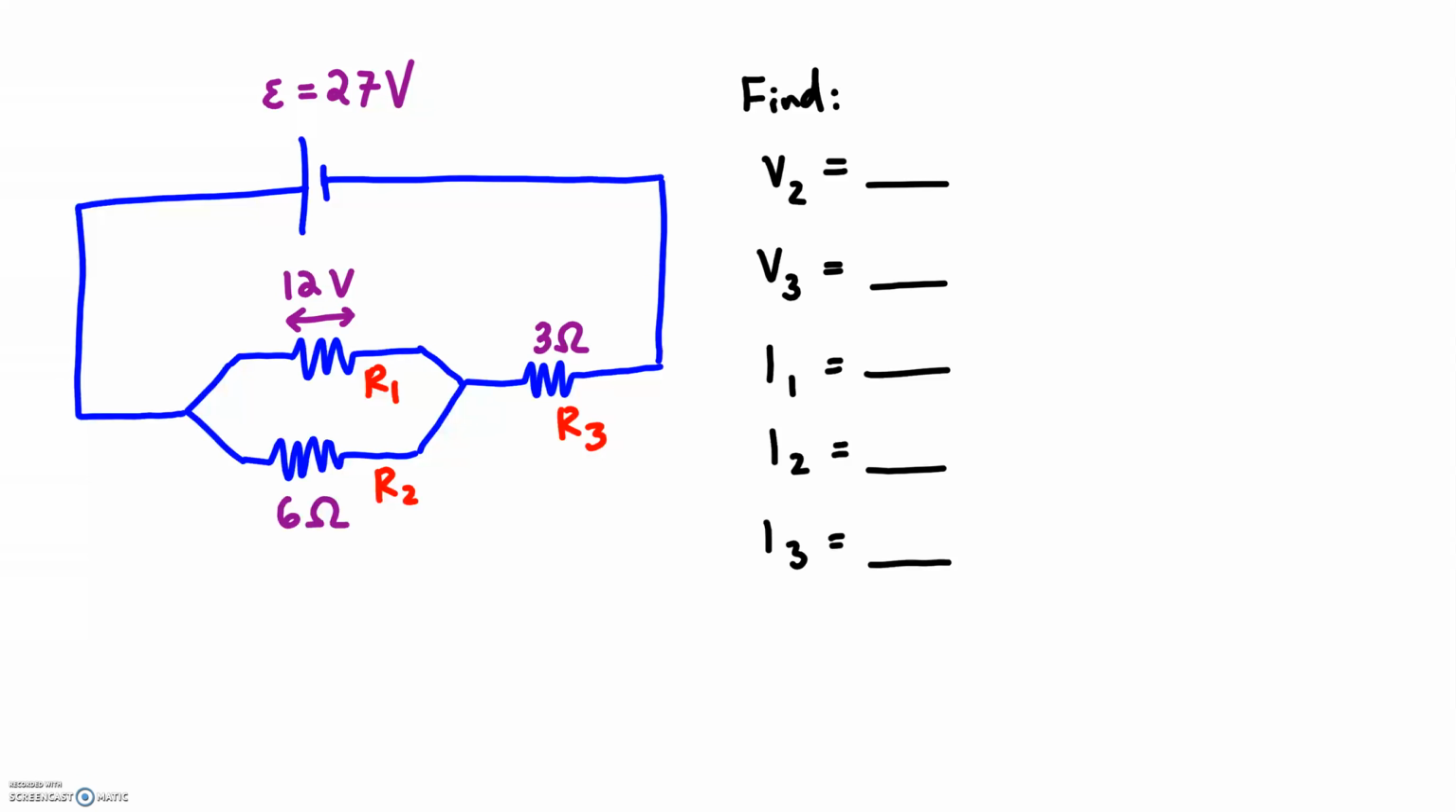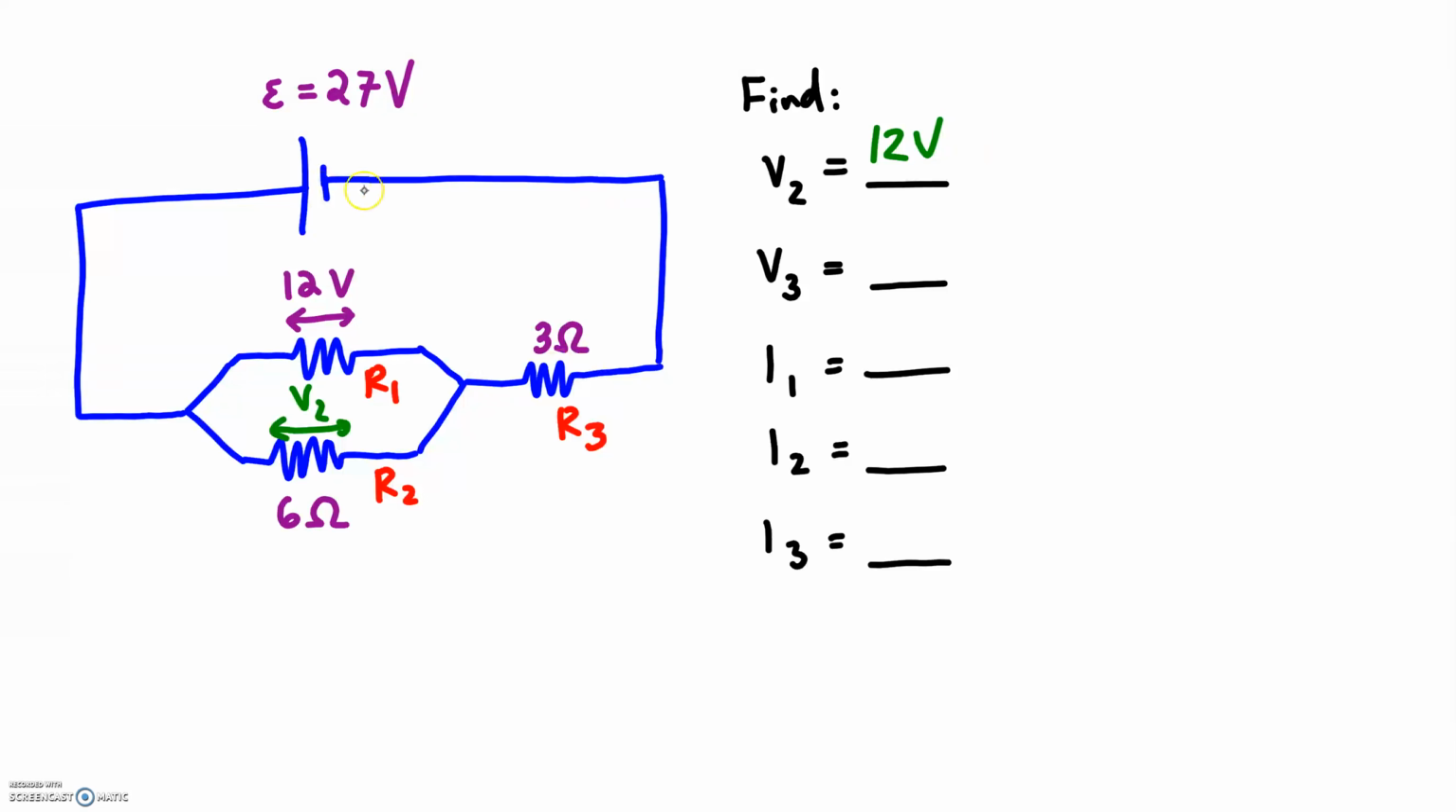All right, next up. Find V2, V3, all these things. All right, 27 volts is the EMF of the battery. That's the total energy that the battery gives per coulomb of charge flowing through the circuit. And let's see what we've got here. Well, what do I know? I know the potential difference across this first branch is 12 volts. But wait a second, I have a rule for parallel resistors. They always dissipate the same potential difference. So V2 is going to have to be 12 as well.